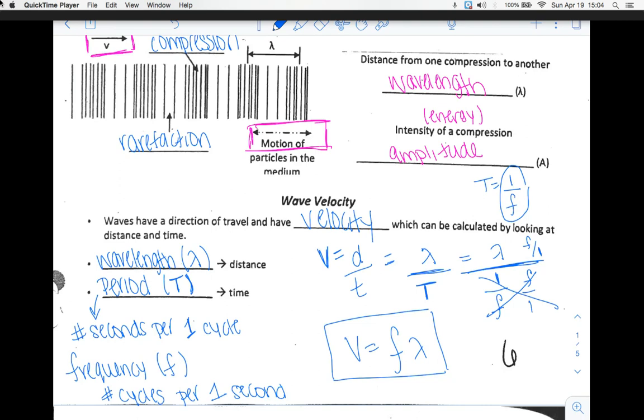So you have the velocity formula here for waves. You also have the period formula for waves. Those are the first two formulas.